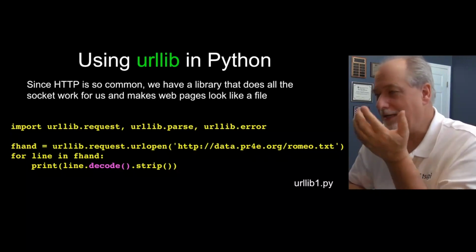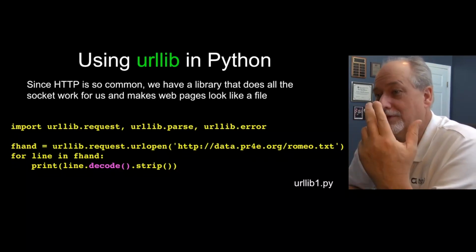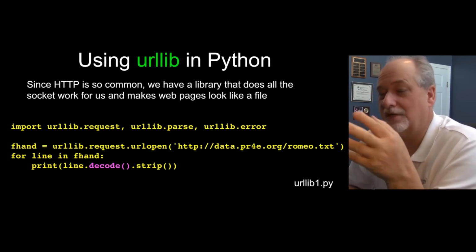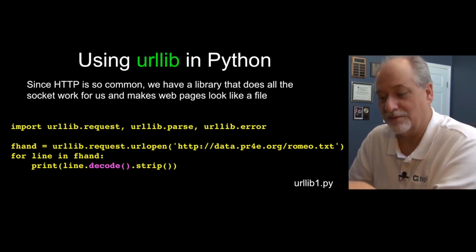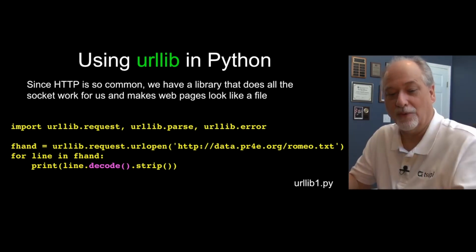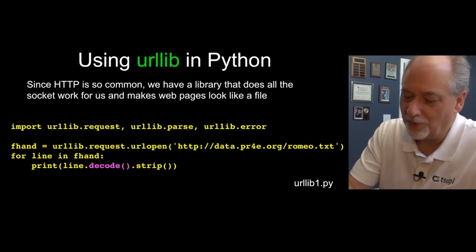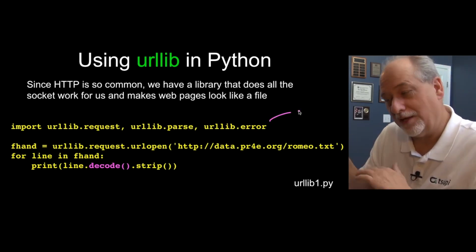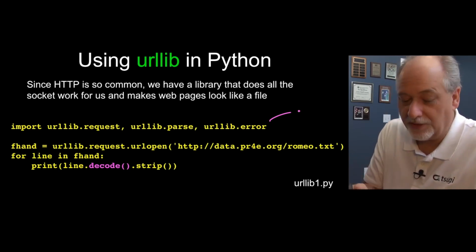URL-lib really exists because the idea of opening a connection, sending a GET request, sending the new line, retrieving the stuff, breaking the headers out, doing all this stuff, is so common, why not put it in a library to save ourselves some effort? So here's how we do it. We're going to import this library. We had to import sockets before, but we're going to import URL-lib now. And so this is really quite simple.